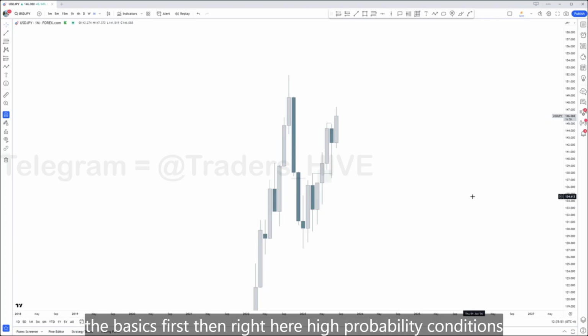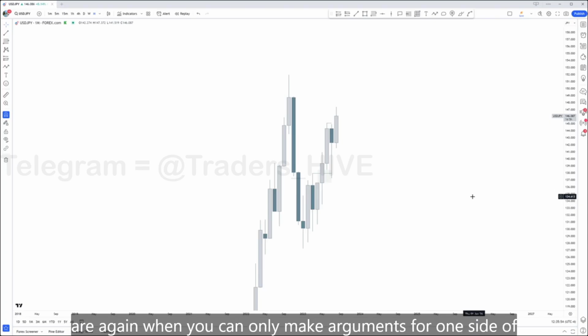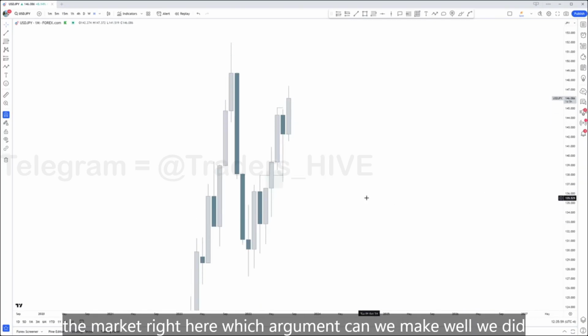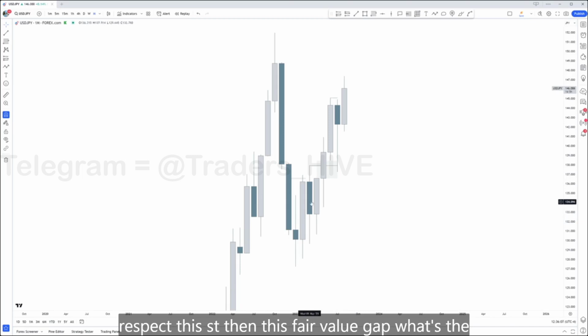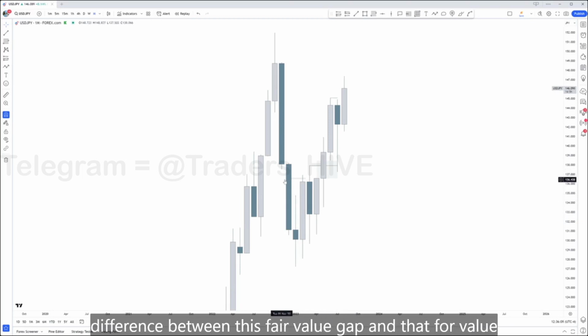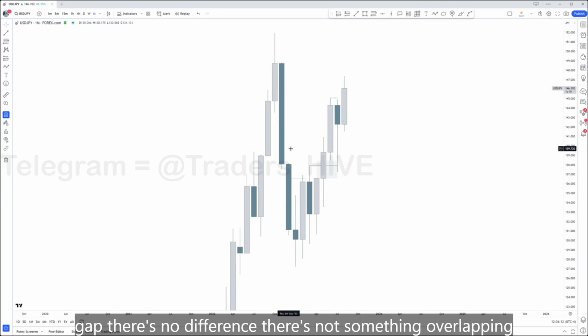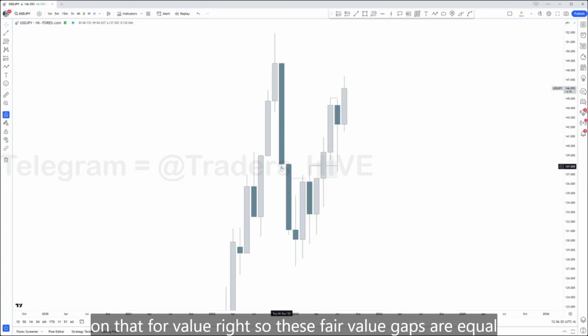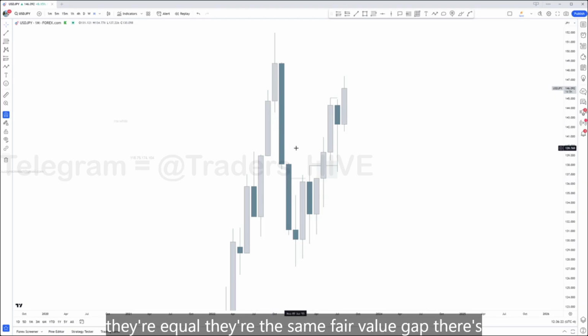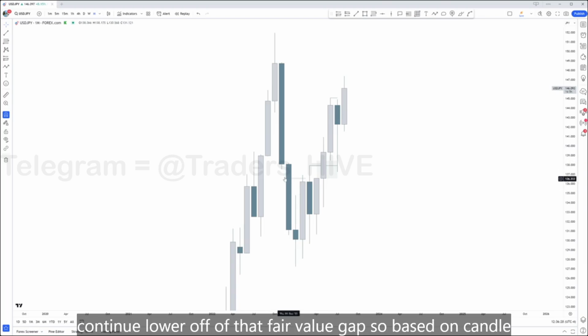Then right here, high probability conditions are, again, when you can only make arguments for one side of the market. Which argument can we make here? Well, we did have an ST going against us right there. But if we were to respect this ST, then this fair value gap, what's the difference between this fair value gap and that fair value gap? There's no difference. There's nothing overlapping on this fair value gap that isn't on that one, so these fair value gaps are equal. They're the same fair value gap. There's nothing overlapping, so there's no reason for price to not continue lower off of that fair value gap.